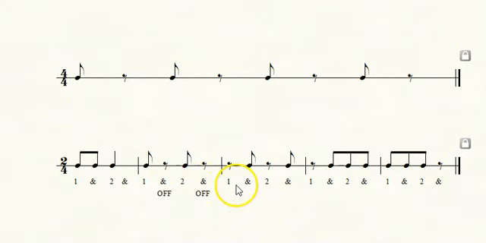In our next measure, we see 2 more eighth rests, and since they are both on the main numbered beat, they are on the beat. For our second to last measure, we see an eighth rest on beat 1. Since it's on the main beat, this is on the beat. And in our last measure, we see an eighth rest on the and of 2. Since it's on the and, this is off the beat.